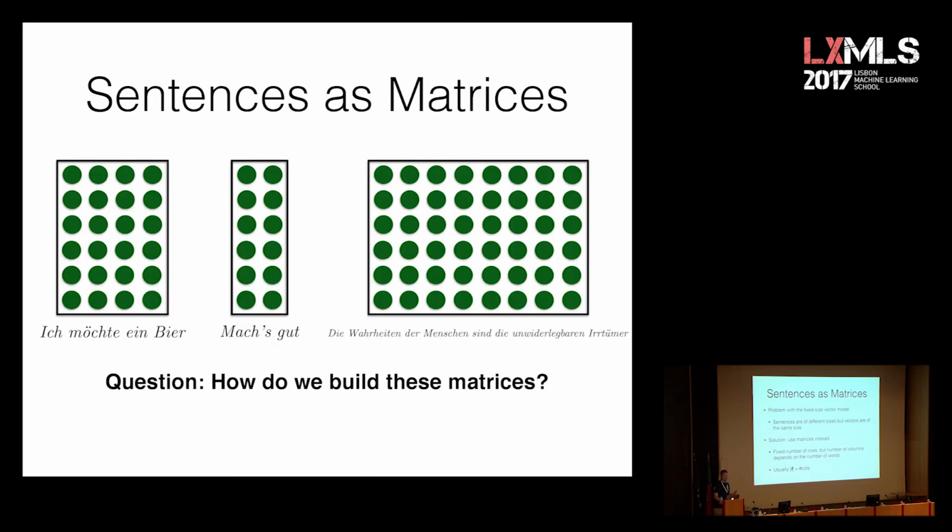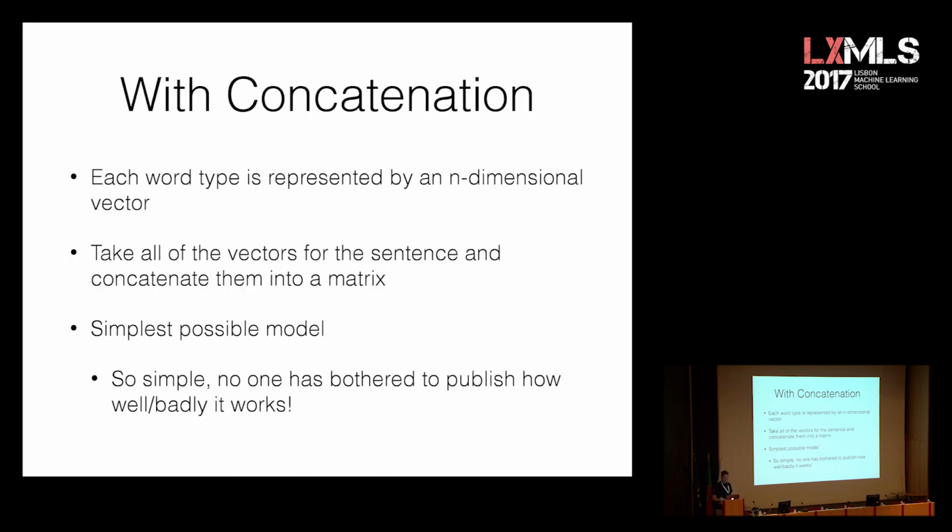So how do we construct these matrices? Intuitively, it looks like this: we've got three sentences of different lengths, and they're just going to be different sizes. The question is, how do we build these matrices? I'll review three strategies that have been used in the literature for constructing these representations. There was a fourth one that came out about a week ago that I haven't had time to update the slides for, but I will briefly mention.